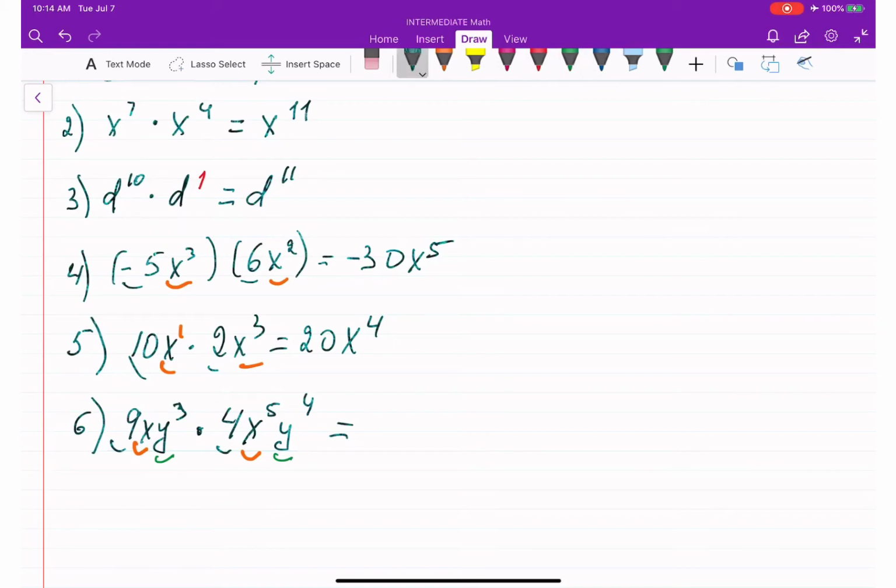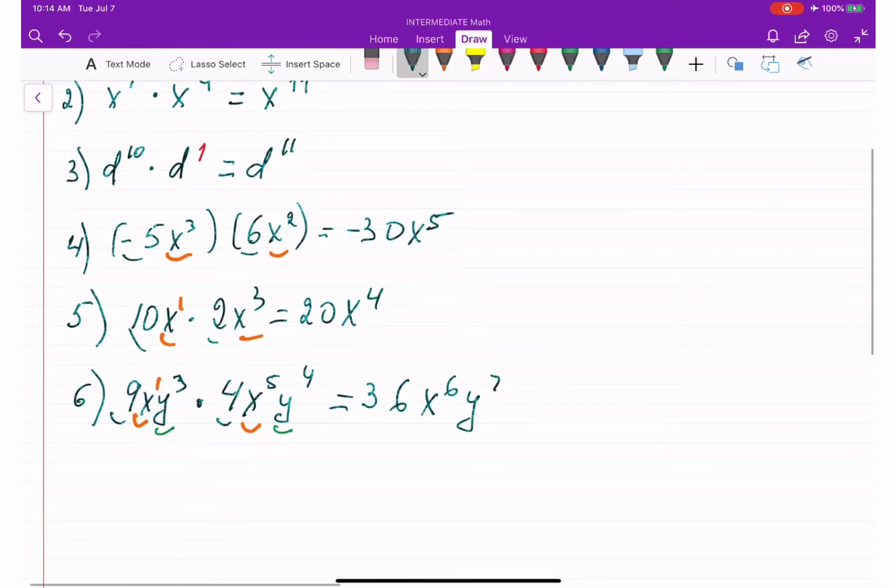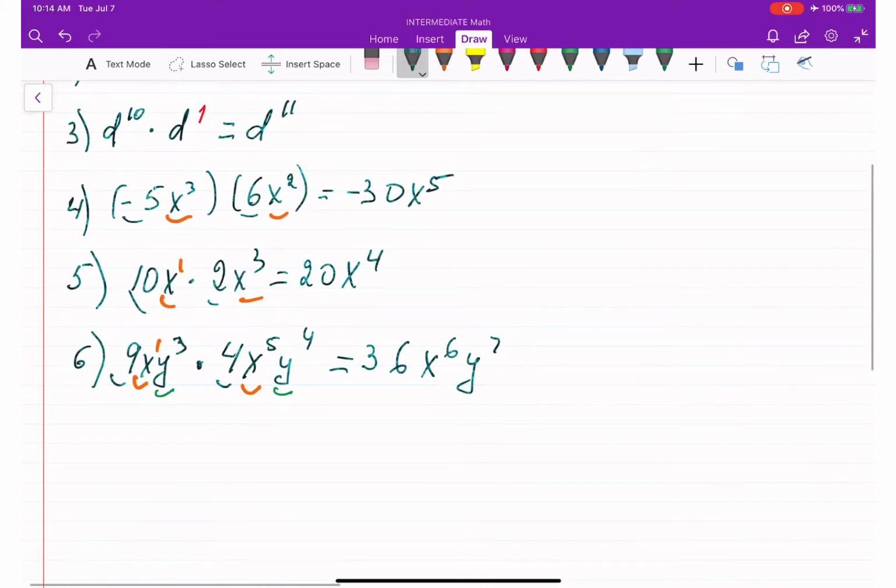So 9 times 4 is 36. x is going to be power 1, right? So x times x to the 5 will be x to the 6. And y cubed times y to the 4 is going to be y to the 7. Okay. Next one.